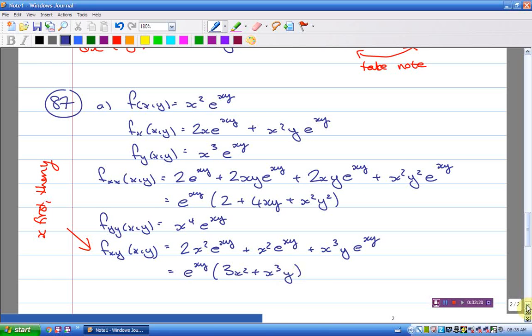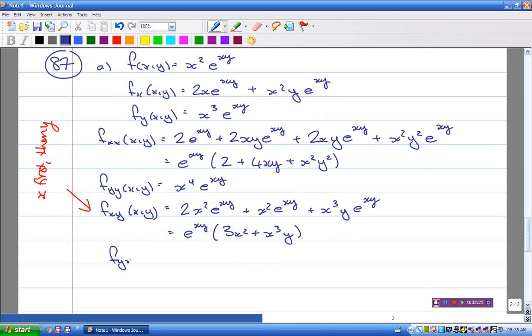Okay, I'm going to do the yx derivative. So y first, then x. I'm going to take my y derivative and differentiate it with respect to x. Let's have a look. My y derivative with respect to x, it's a product of two functions of x. So product rule, 3x squared e to the xy plus, with respect to x, you bring a y down. Okay. And it in fact is the same.